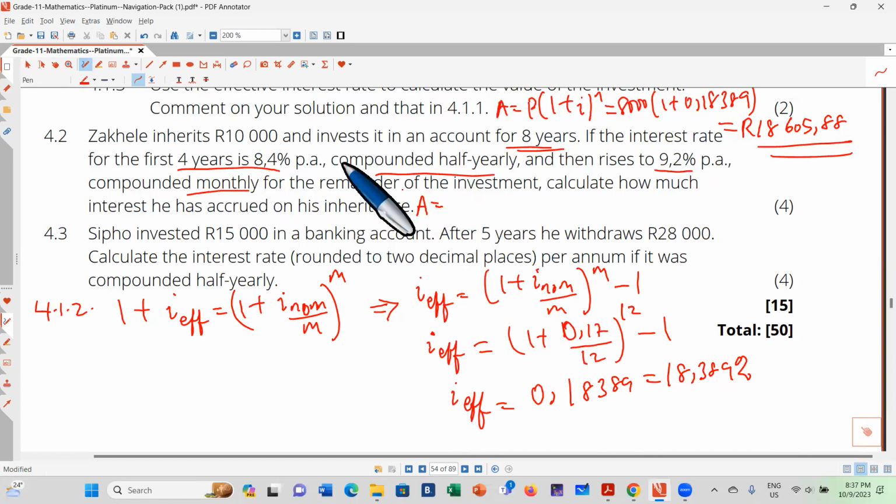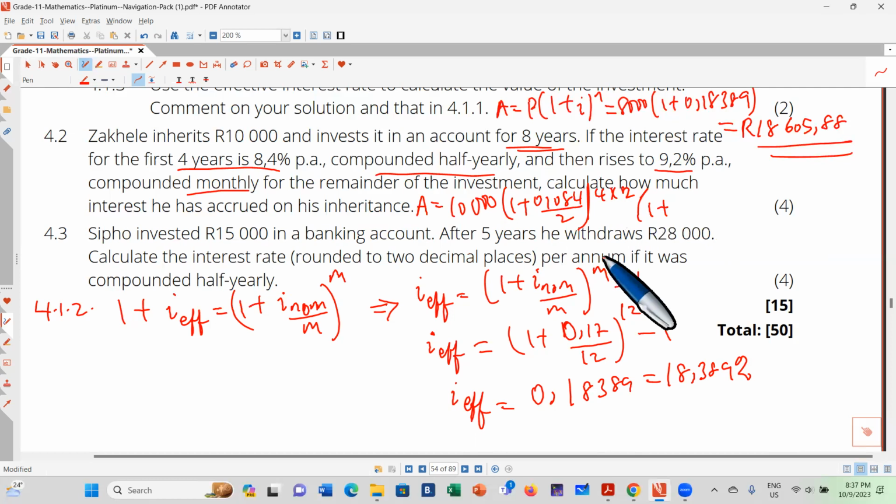Okay, he inherited 10,000, but the interest rate has been 8.4% compounded half yearly. So you divide 8.4 by 100 and you get 0.084. Because it is half yearly, it's twice a year. And then it's 4 years, so it means that it is 4 times 2.